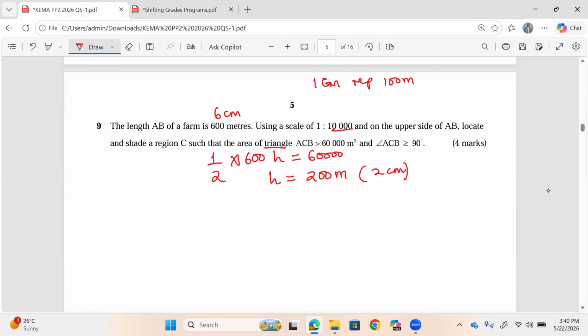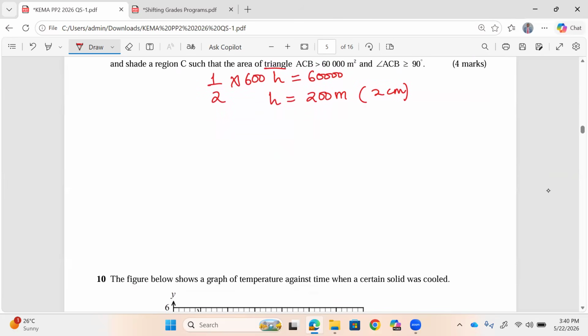Now, at that point, ladies and gentlemen, allow me now start the construction work. We start by a straight line. Now, this straight line is going to be A. Then after measuring 6 centimeters, we get our B. So this is 6 centimeters like that.